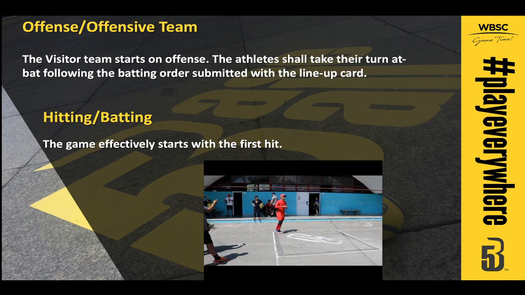As we mentioned, the visitor team starts the game on offense, at bat. Their hitters will appear one by one, following the order submitted before the game. Hitting is one of the most important skills in Baseball 5, and the game effectively starts with the first hit.